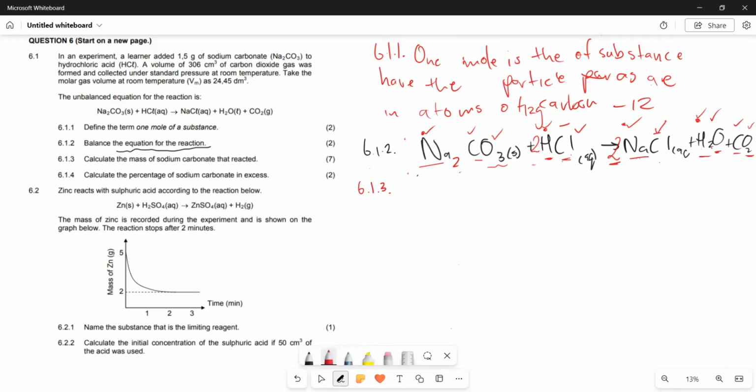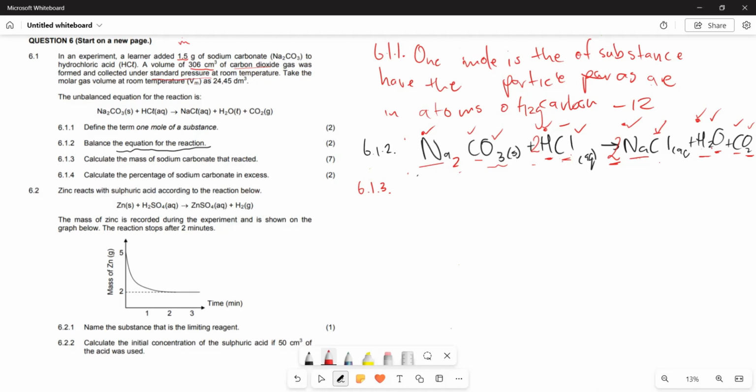Now they are saying a learner added 1,5 of sodium carbonate. So this is going to be before. So this mass here, your M, is going to be your mass before, right? Now let's see. To your hydrochloric acid, a volume of 306 centimeter cube of what? Of your carbon dioxide gas, right? Was formed and collected under standard pressure at room temperature.